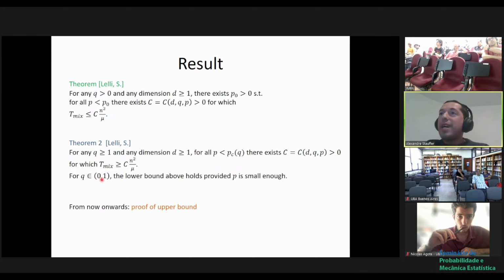If q is smaller than 1, so between 0 and 1, then we know very little about the random cluster measure. We don't even know that there is a single phase transition. So things get more complicated to understand the environment. The lower bound, again, holds with a constant times n squared over mu, but requires p to be small enough.